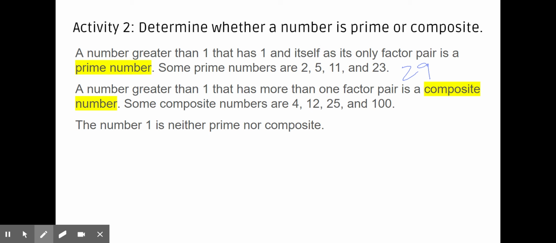I don't have a trick for remembering the difference between prime and composite, so it's just going to have to be something that you work on. One idea that I just had now is the word prime almost sounds special, superior, prime. Maybe I'm getting that from Transformers, Optimus Prime. Well, prime numbers are special numbers. Most numbers have more than one factor pair to them. Prime numbers are special in the fact that they only have one factor pair.